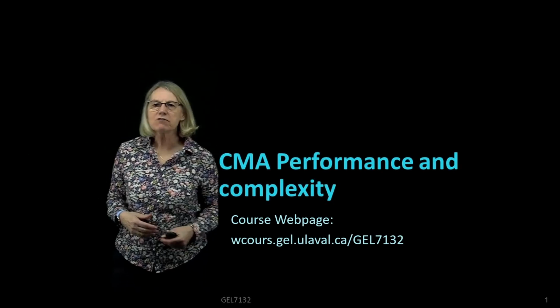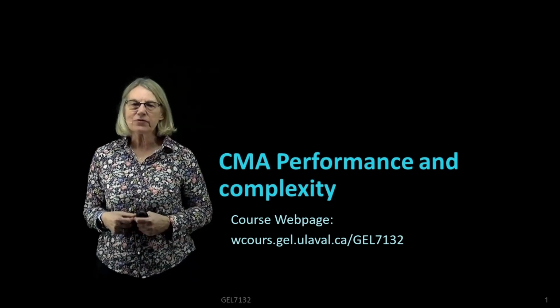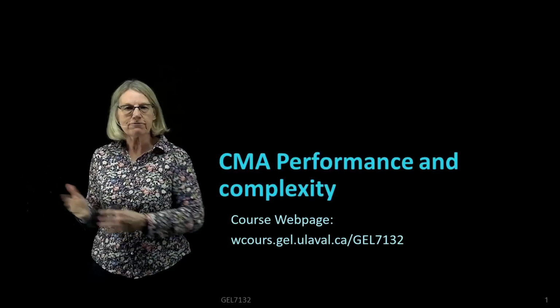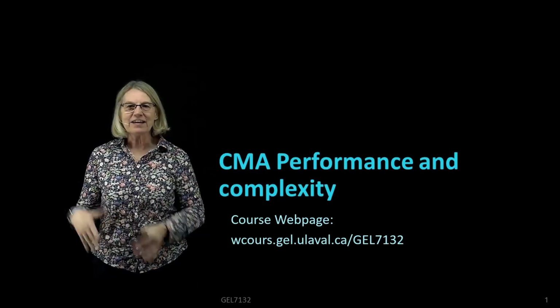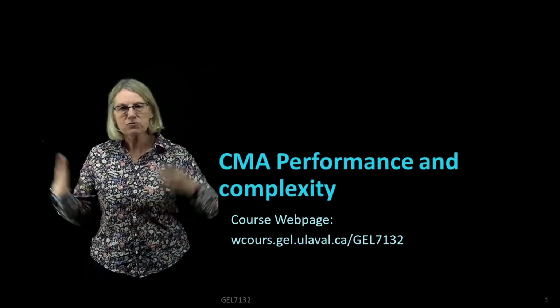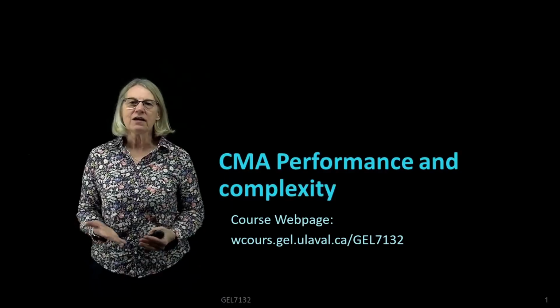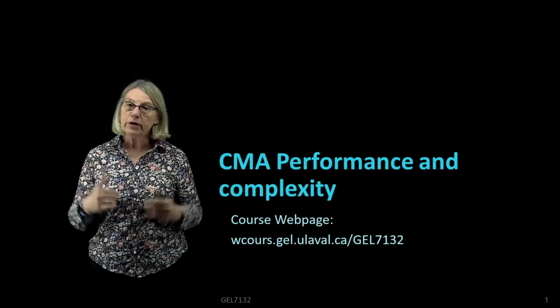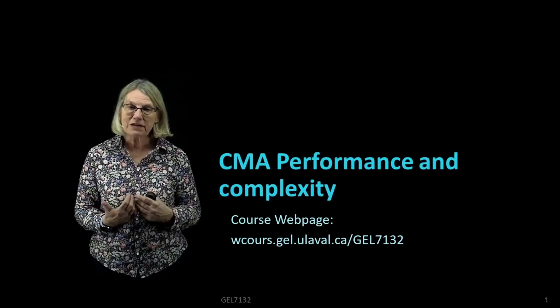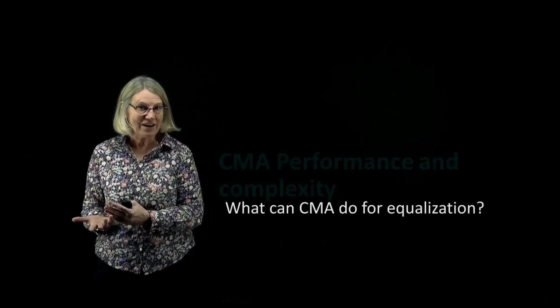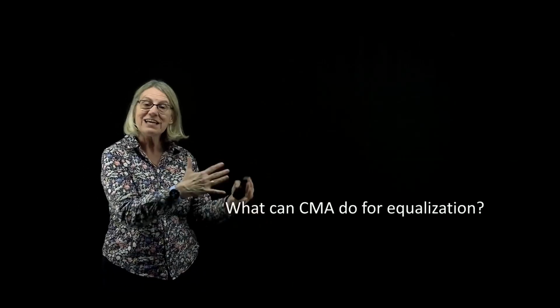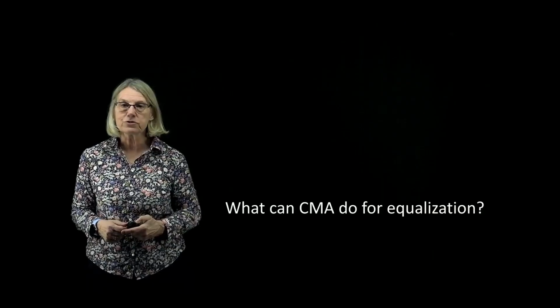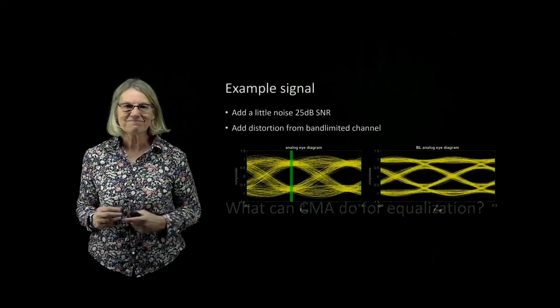Okay, we're talking about constant modulus algorithm. We've already discussed how it's great for doing timing recovery. And in that timing recovery example, there was really no distortion to the signal. There was just the timing that we had to recover. Now we're going to look at our shaped pulse, but actually introduce some distortion on it and see what CMA can do to equalize that distortion that was introduced into my shaped pulse.